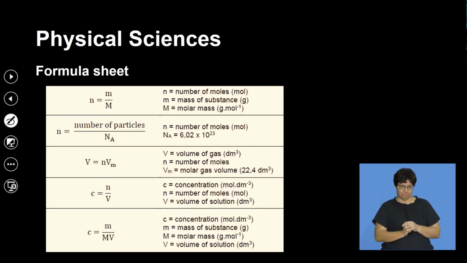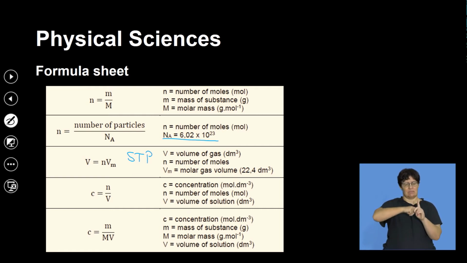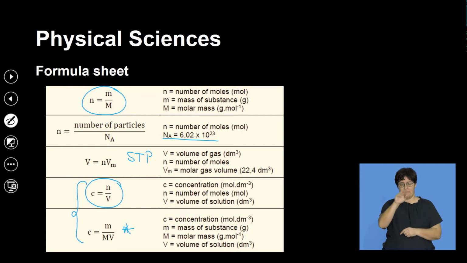It could be with respect to the Avogadro number, right? It could be in terms of molar gas volume at STP. So we need to qualify that at standard temperature and pressure, a mole of any gas occupies a fixed volume. It could be on concentration. So the two formulae can be used one after the other. Or the second approach is actually a combination of the mole calculation and the concentration to give us the formula c = m/MV, right?